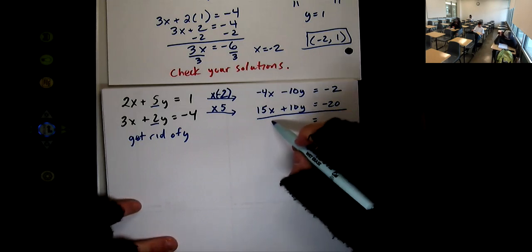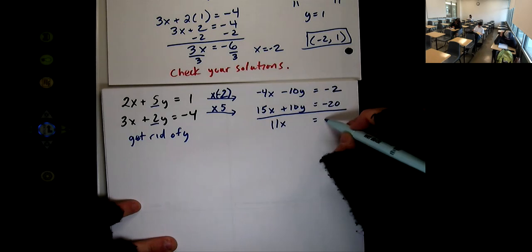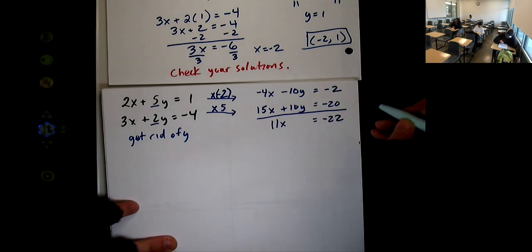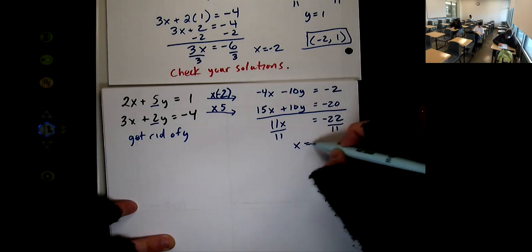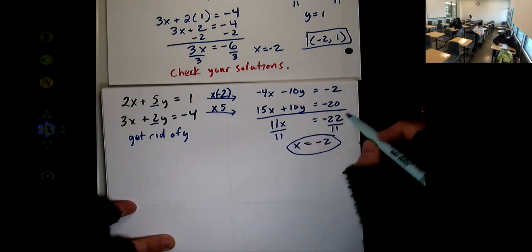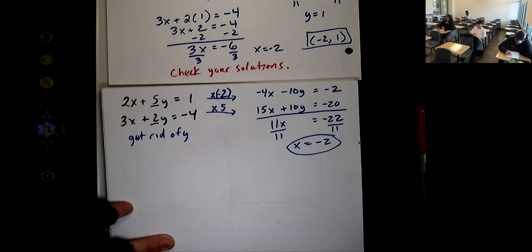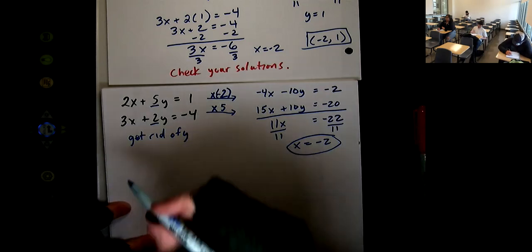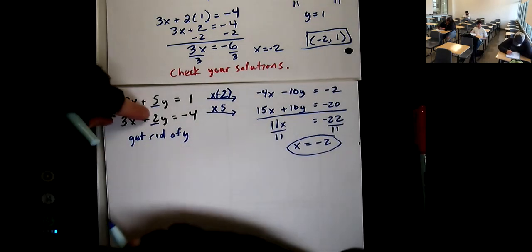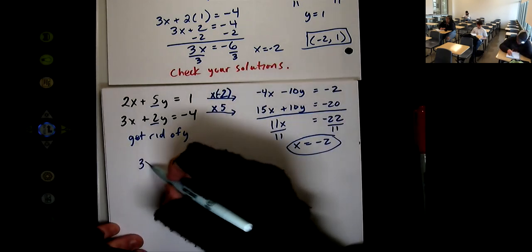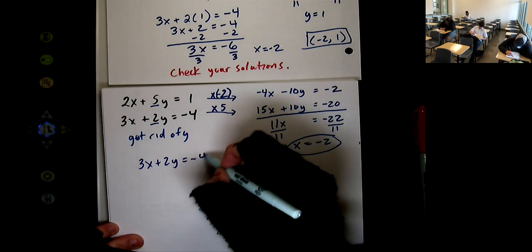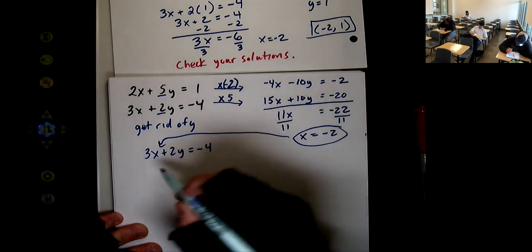When you add these up, you'll see you get 11x equals -22. Divided by 11, we get x equals -2. And I can put it into either equation. I'm going to put it into the one that has a smaller coefficient for y, just because I like smaller numbers. So I had 3x plus 2y equals -4. I'm going to plug that x equals -2 right there.